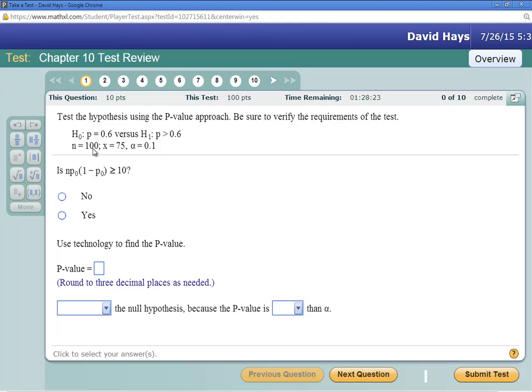N is 100 times P naught, 100 times 0.6, 60. Yeah, it is greater than or equal to 10. The reason why is 0.6 times 1 minus 0.6, that's 0.6 times 0.4, which is 0.24, which times 100 is 24. Okay, use technology to find the p-value.